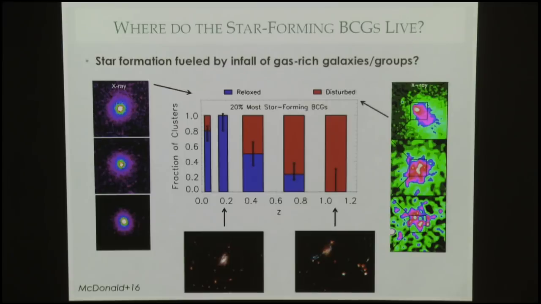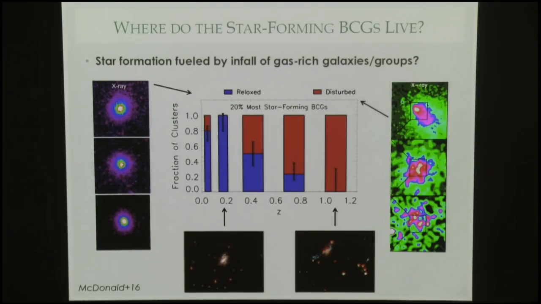So this plot is both my least favorite and most favorite plot I've ever made. It's really hard to see all the axes that are happening here. But the point is, we asked the question, where do the most star-forming galaxies live? So that's the first part of making this plot. Where do the 20% most star-forming brightest cluster galaxies live? In what type of clusters? At redshift 0, roughly 100% of the most star-forming brightest cluster galaxies live in relaxed clusters.